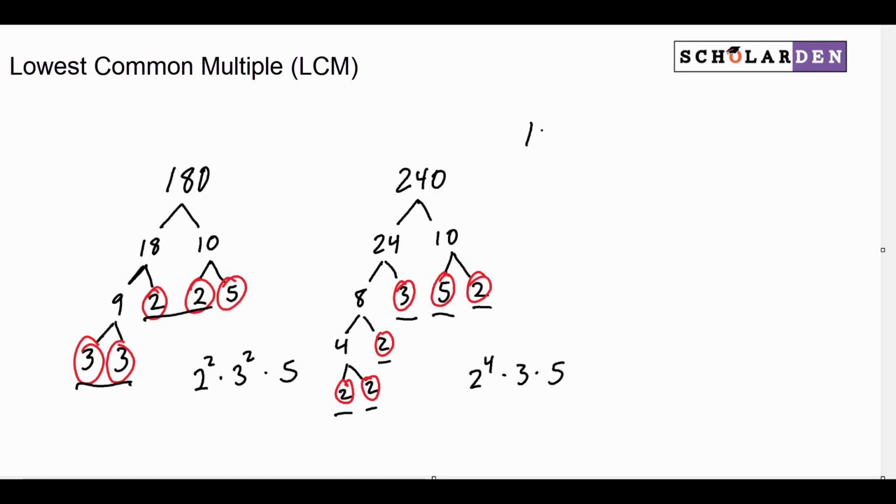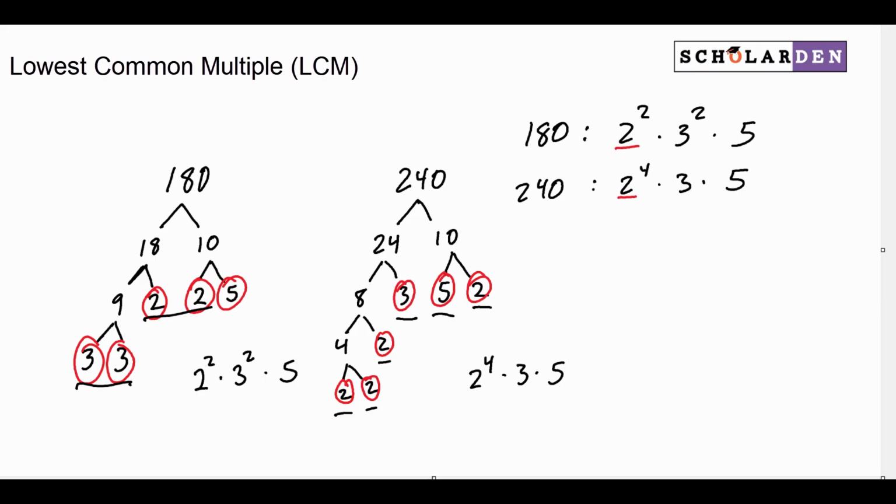Now I'm going to rewrite those up here. 180 is 2 to the second times 3 squared times 5. 240 is 2 to the 4th times 3 times 5. Now what you want to do is look for any primes that they have in common. So we'll start with 2.